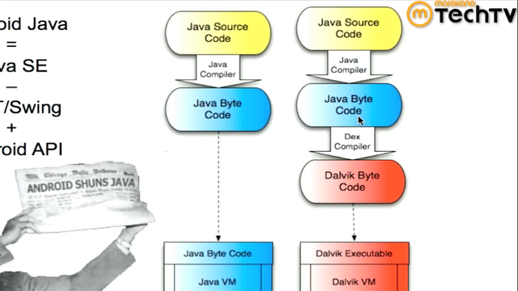So at the end of the day, you're going to have a zip file with your Dalvik version of binary code, as opposed to a jar file with the Java version of binary code. So, yeah. Any other questions on that?